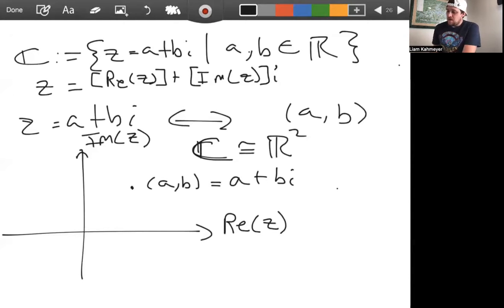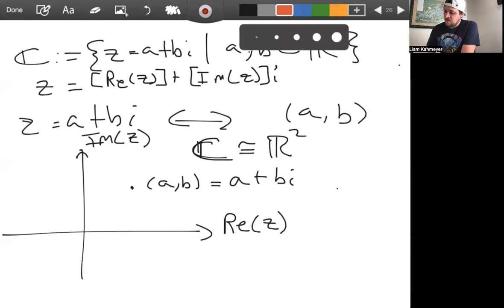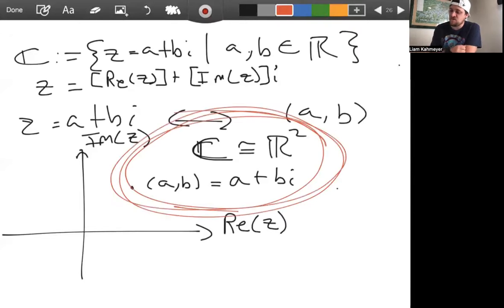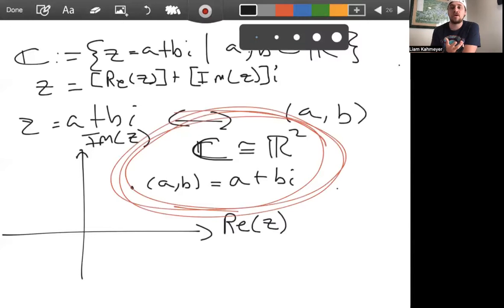So if the complex numbers can be identified with R2 in such a way, I mean, the structure of the complex numbers is very different, as we'll see. Addition behaves differently, the product behaves differently, inverses behave differently, right? So the algebraic structure that's going on here is much different, but just purely as a geometric object, you can think about these things as being the same thing, right?